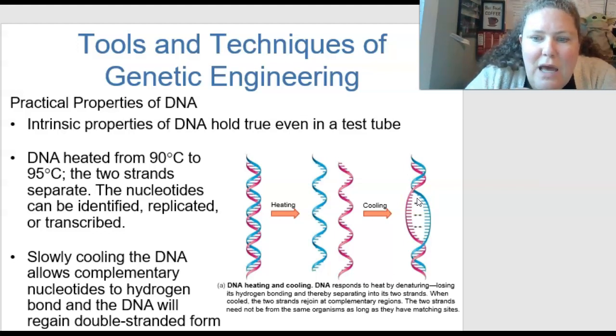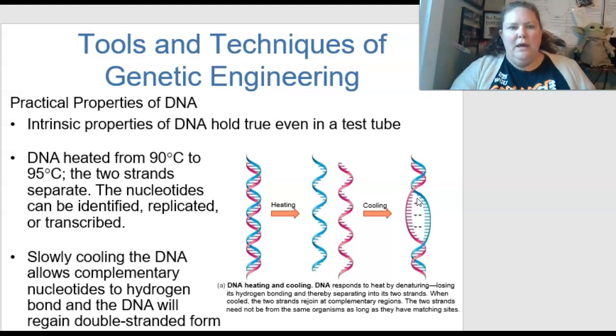and just target the piece that we're looking to make a copy of and transcribe it. Then when we slowly cool the DNA, this allows those complementary nucleotides, those letters A, T, C, G, to bond together with hydrogen bonds. And then the DNA again will form that double strand. Okay.